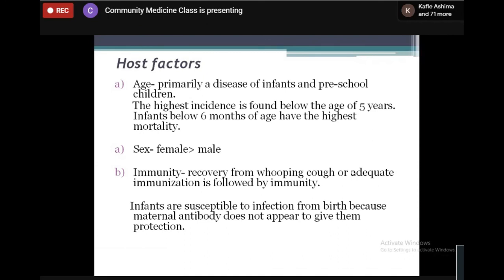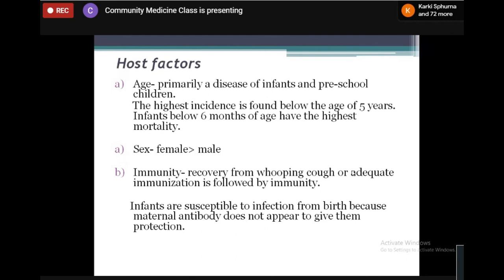So in diphtheria, the first 2 months the child may be immune, because they get immunity from their mothers. But in case of pertussis, infants below 6 months have the highest mortality. They may die because of pertussis. It's a very lethal disease, and more female babies are affected as compared to male.